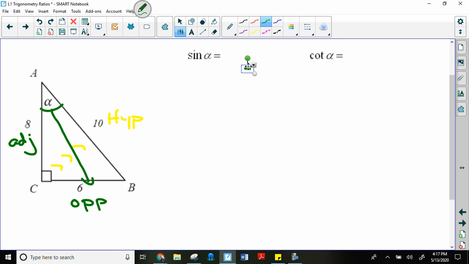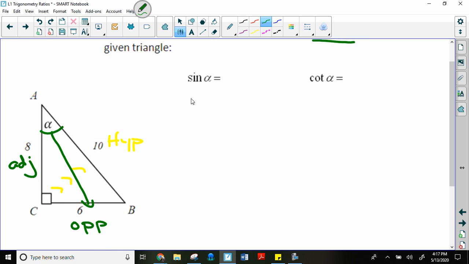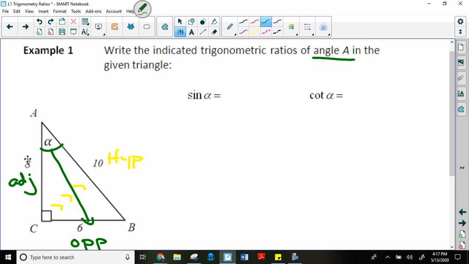We want to do that right off the get-go. These are the things you do before you even start thinking about what's going on. Then we have to look at what ratios they want. They want sine and they want cotangent. I recognize sine as a primary trig ratio, but cotangent is a reciprocal trig ratio, so a little bit of thinking for that one.